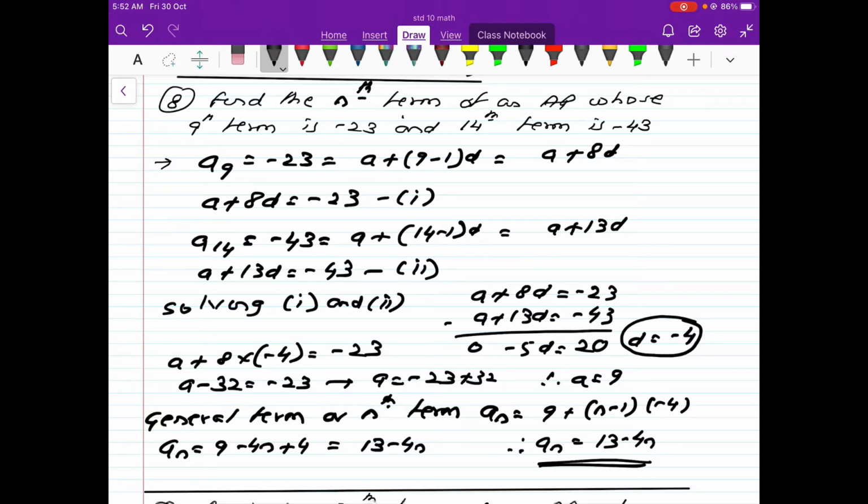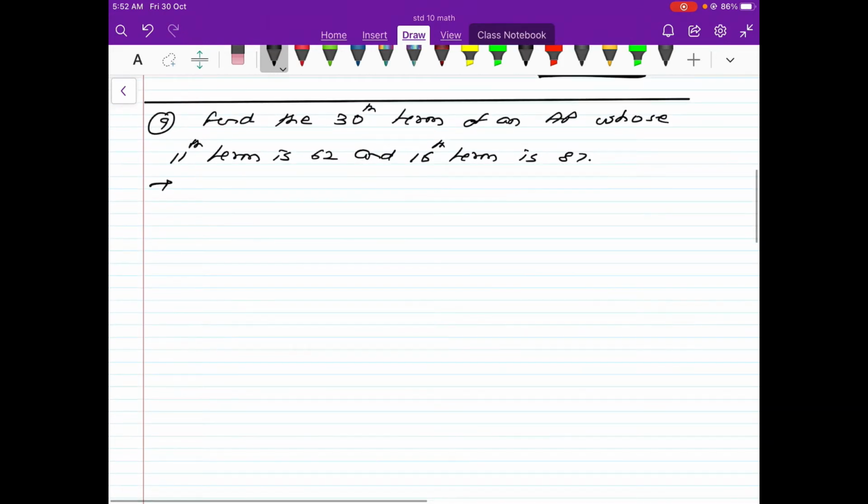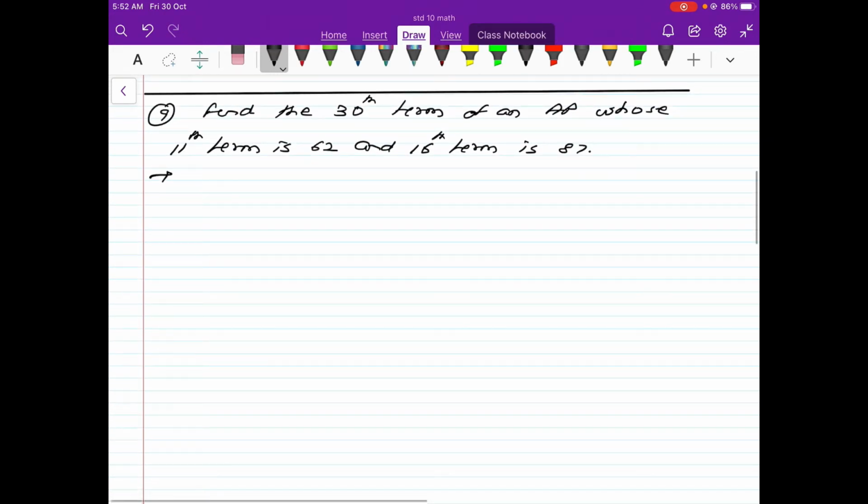So if they ask us the nth term, we can find the nth term. If they ask us something else, also we can do it in the same way. Now we'll go for the next. Just say this is the 9th sum. Find the 30th term of an AP whose 11th term is 62 and 16th term is 87. So how do we do it?